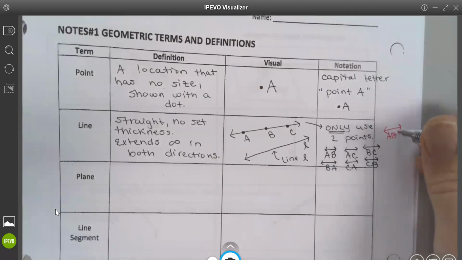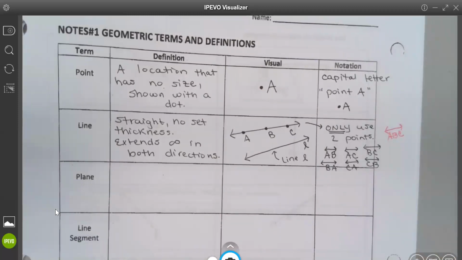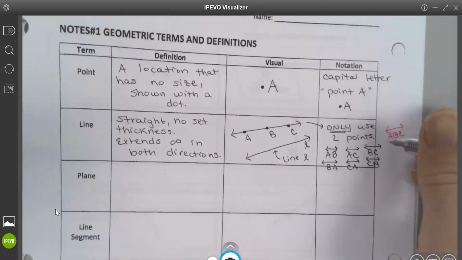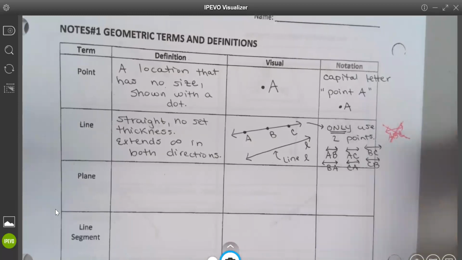That's line ABC, because it has A, B, and C on it. This is the no-no. To create a point, I only need one dot. A point in space is one dot. To create a line in space, I only need 2 points. As long as I have 2 points, I can shoot a line through them. So for our line, we only ever describe a line using 2 points that are on that line. And the order doesn't matter because there are arrows on both ends.